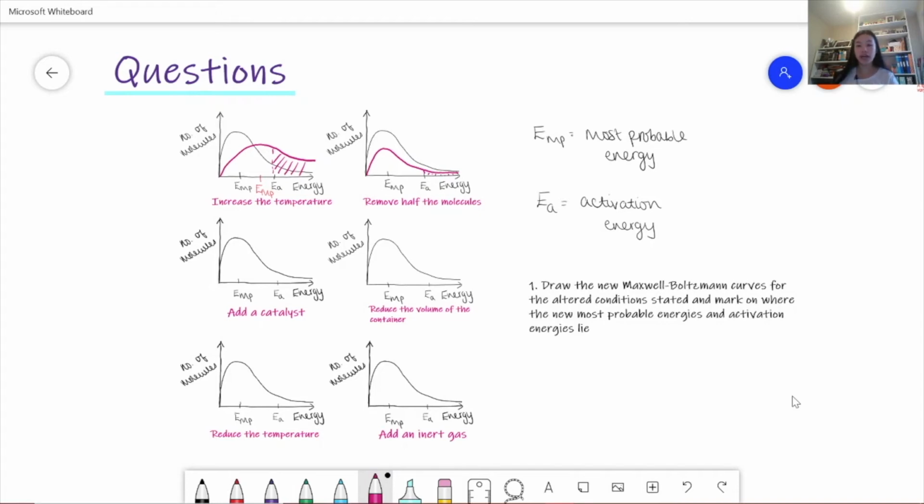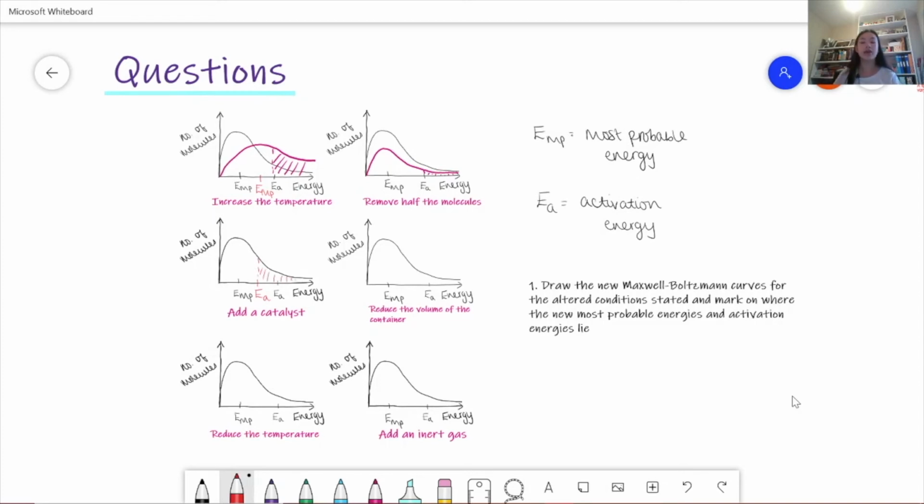So on to number 3, adding a catalyst. A catalyst provides an alternative route for the reaction to take place where the activation energy required is lower. And so that means that we decrease this activation energy, so we move it, maybe to about here. And so there are more particles with the activation energy again, so the reaction rate increases.